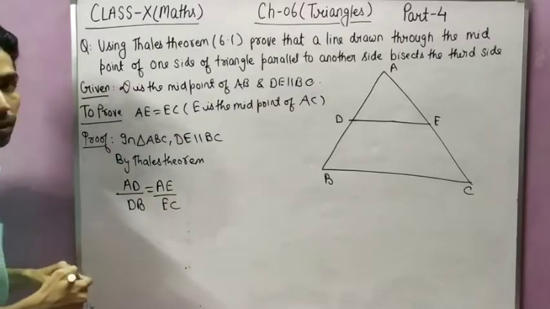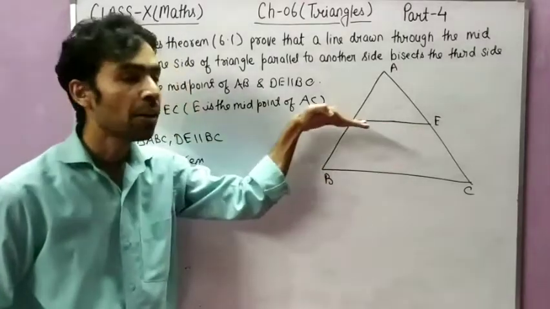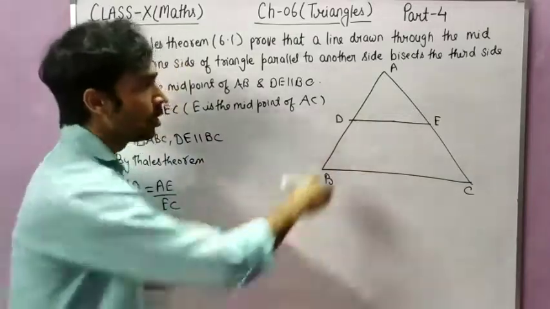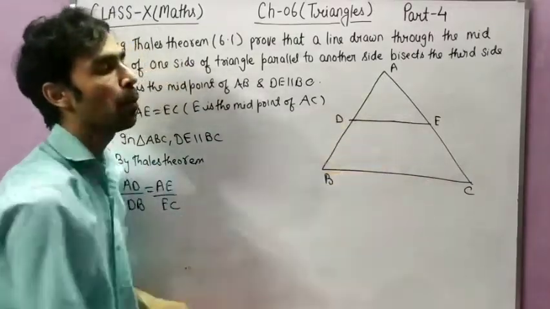यही तो होगा. एक ट्रायंगल में अगर एक लाइन ड्रॉ की गई है जो कि एक साइड के पैरेलल है, तो अदर टू साइड को सेम रेशियो में डिवाइड करेगी. सो AD अपॉन DB विल बी इक्वल टू AE अपॉन EC.